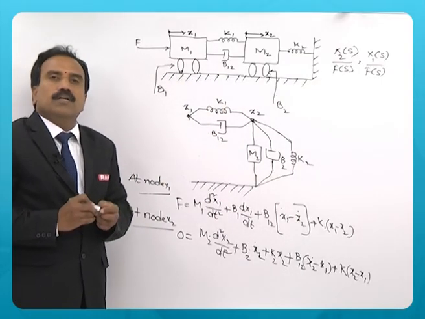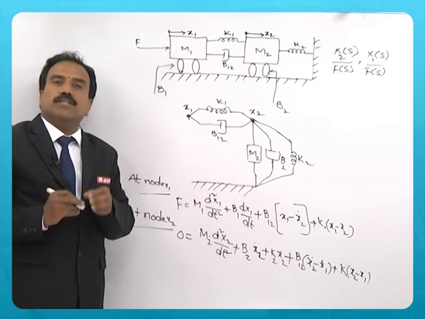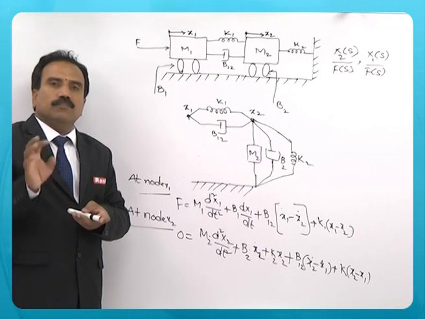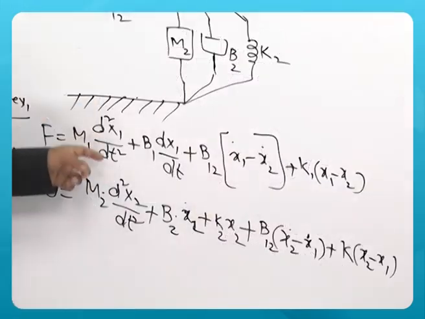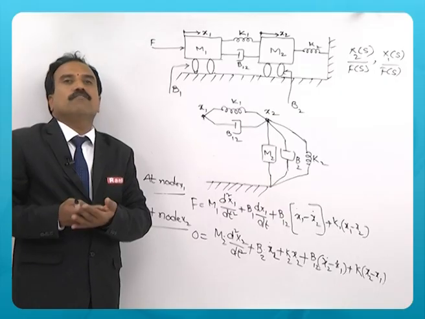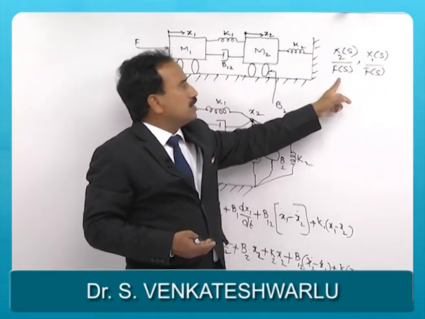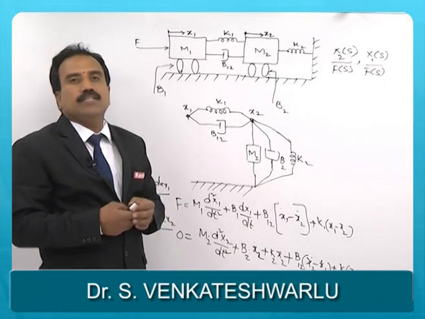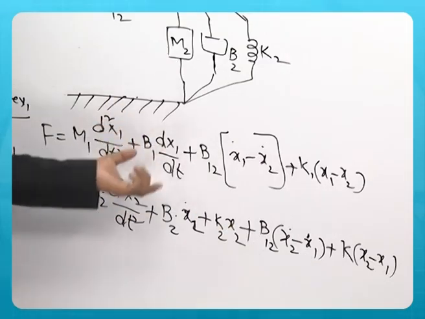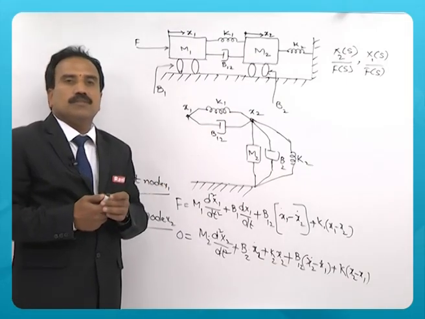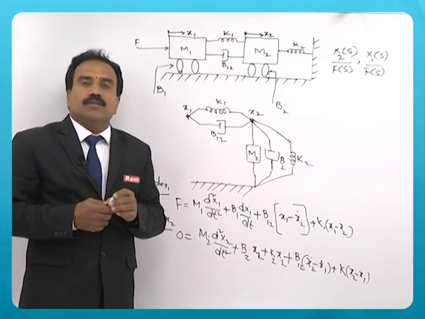70% of the problem is complete once you have written the two equations at two different nodes using Newton's second law of motion. Then the rest is a routine procedure. Apply Laplace transform to both and get the required parameter. It may be x2 or it may be x1 with reference to the force that you need to find the transfer function. So, once you are familiar with developing the equations and obtaining the transfer function, any kind of question that appears on a mechanical system can be solved.